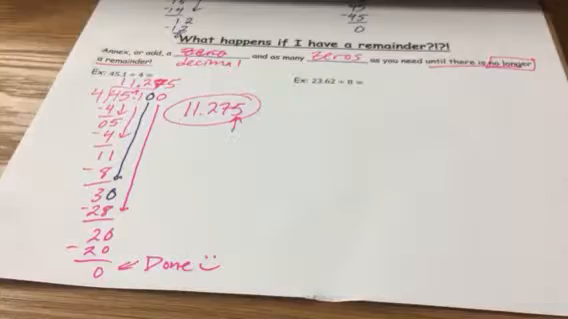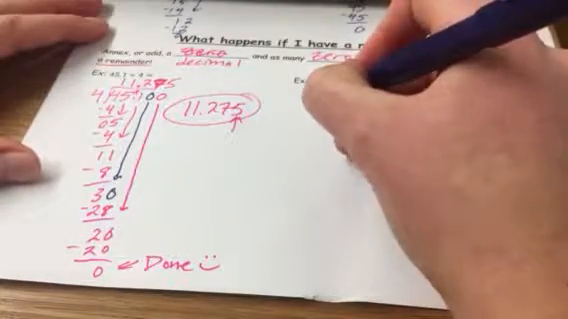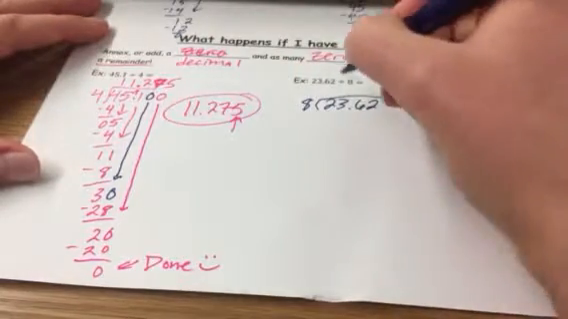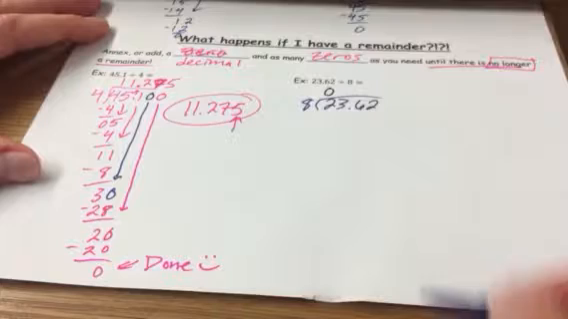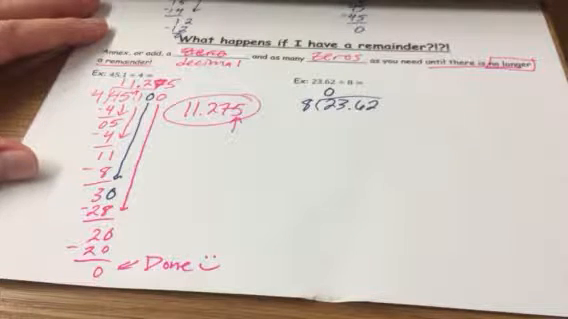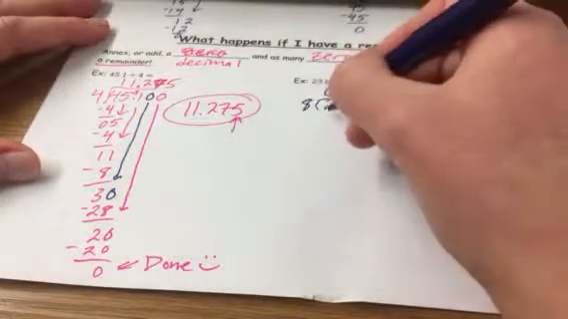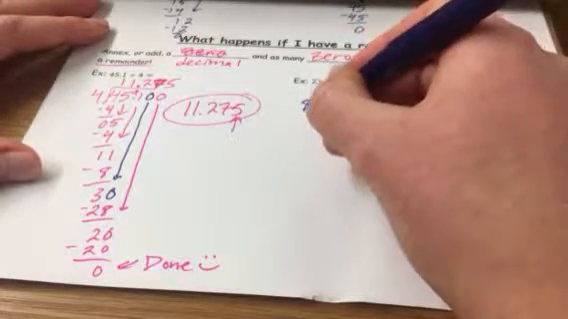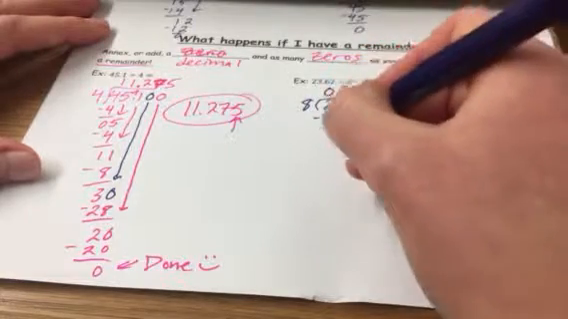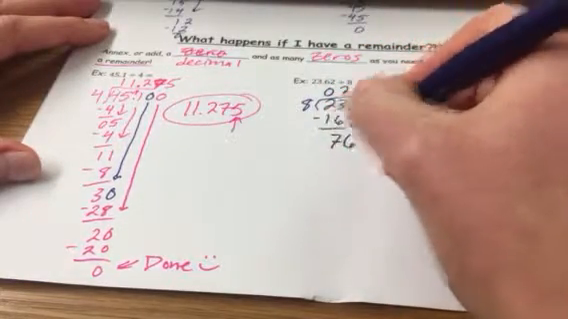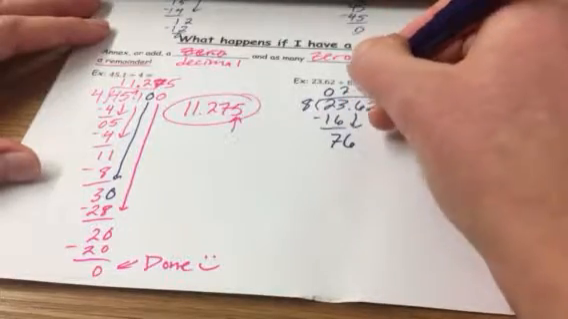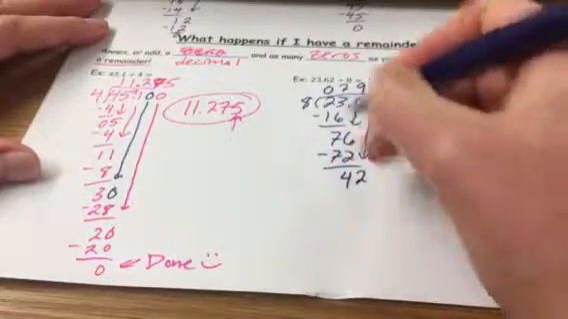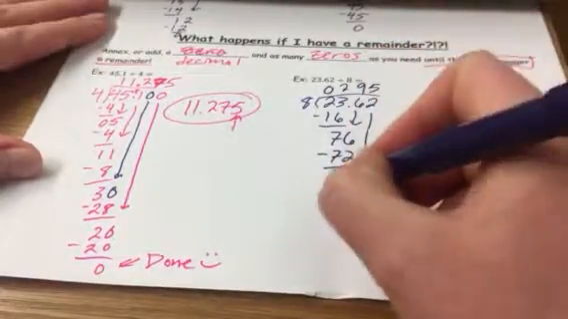Let's do another example together. 23 and 62 hundredths divided by 8. 8 goes into 2 0 times. I want you to use that 0 placeholder so everything stays properly lined up. 8 goes into 23, let's see, twice. Almost 3 times, but not quite. Minus 16, that's a difference of 7. I bring down the 6. 8 goes into 76 9 times. I subtract 72. I get 4. Bring down the 2. 8 goes into 42 5 times.